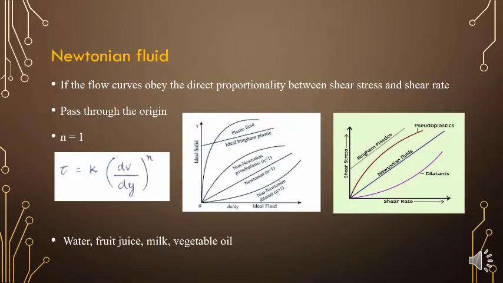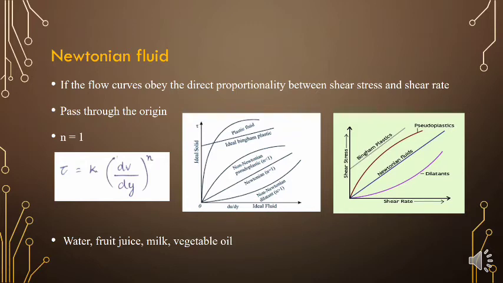The next one is Newtonian fluid. If the flow curve obeys direct proportionality between shear stress and shear rate, then it is known as Newtonian fluid, and it will pass through the origin. In the figure, it is clear from the graph that this is a straight line. It starts from the origin, and here n is equal to 1, and this fluid is known as Newtonian fluid. Examples are water, fruit juice, milk, vegetable oil.